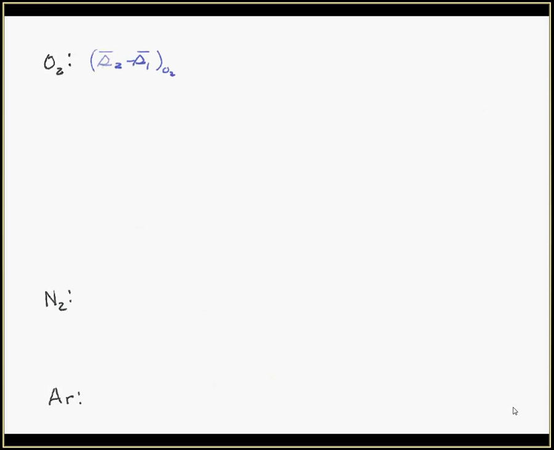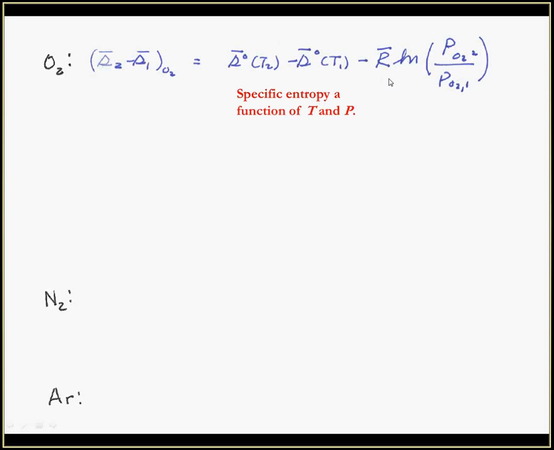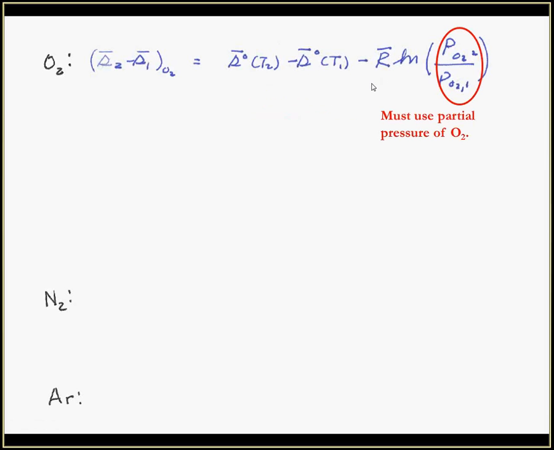Now the entropy change of an ideal gas is a little bit more complex. Remember, it's got a temperature-dependent piece, and it has a pressure-dependent piece too. So these s-naughts are functions of temperature. Those are my table lookups, but I have this extra piece to add on to it. So again, specific entropy is a function of temperature and pressure for an ideal gas, not just temperature. Here's something else to be aware of. I've written P of the O2 at state point 2 over P of the O2 at state point 1. Those are the partial pressures of O2. I cannot use the pressure of the entire system.